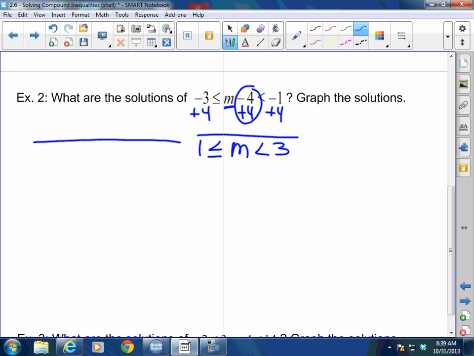Let's graph it. Here's my 0, here's my 1, here's my 3. M is greater than or equal to 1, closed circle, shaded to the right. However, it's also less than 3. So it's between 1 and 3. Is this an and or an or? It's an and because it is contained. Very good. Remember, guys, the ands overlap. The ors go in different directions. Does that make sense, gentlemen?